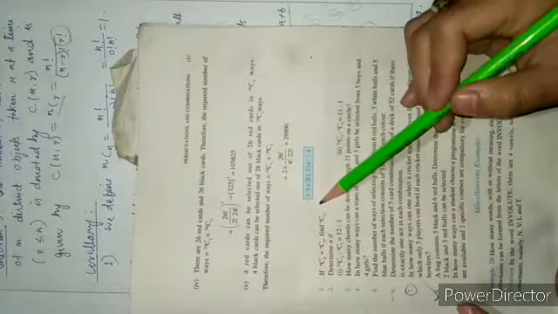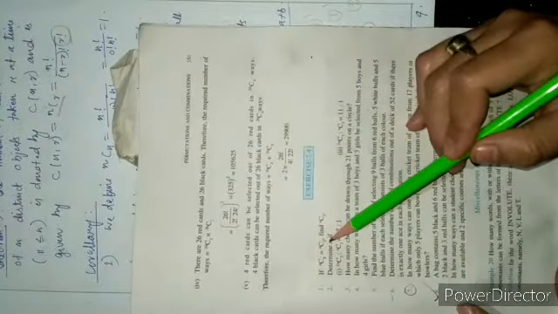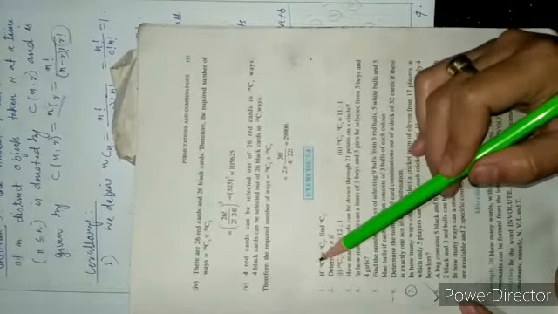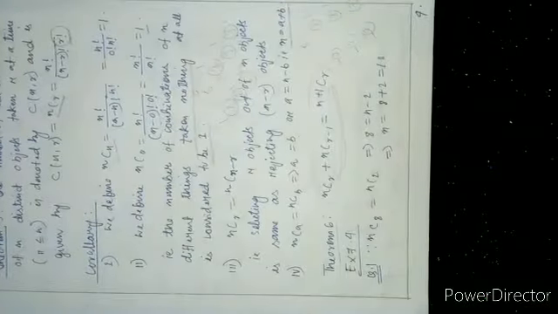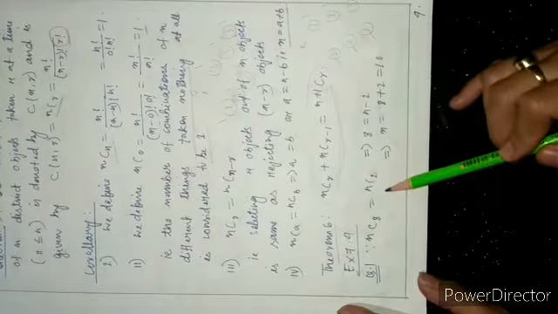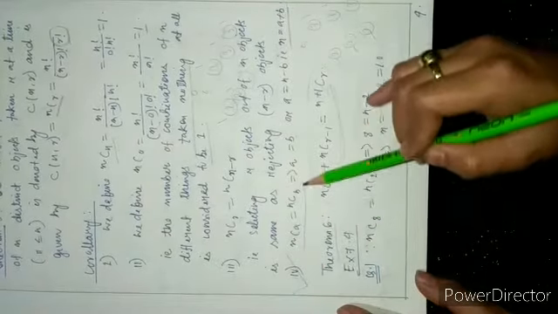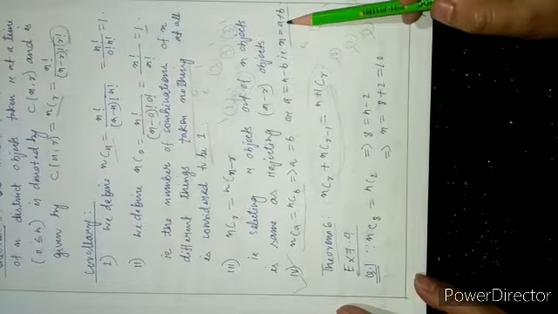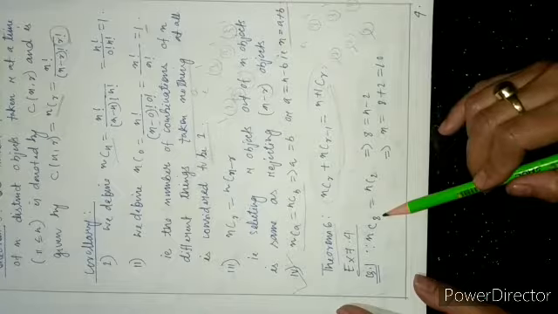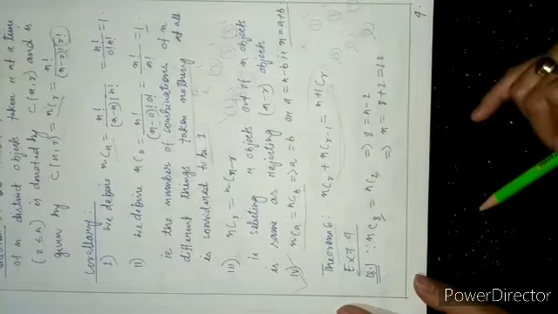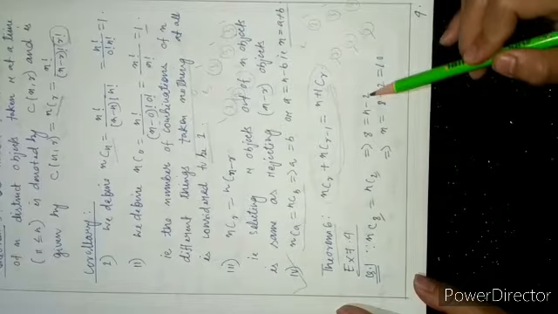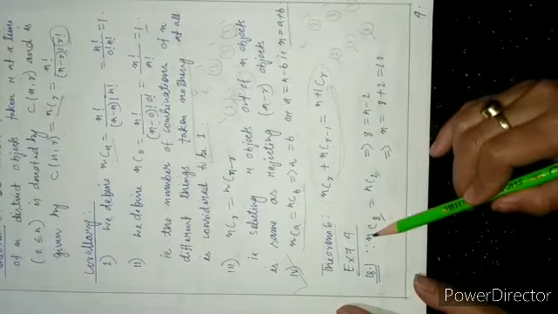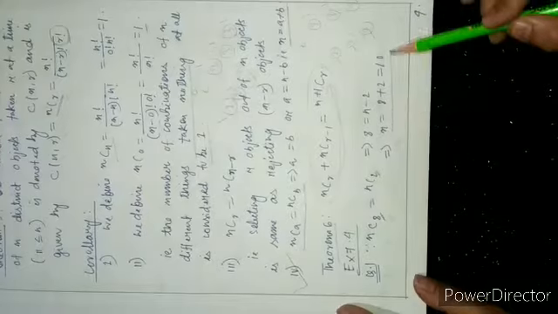Exercise 7.4, question number 1. If nC8 is equal to nC2, then find nC2. Since nC8 is equal to nC2, if nCa is equal to nCb, which implies that a equals b, or the sum of a plus b is n. Here 8 is not equal to 2, so 8 will be equal to n minus 2, that is, 8 plus 2 is n. Therefore the value of n is 10.